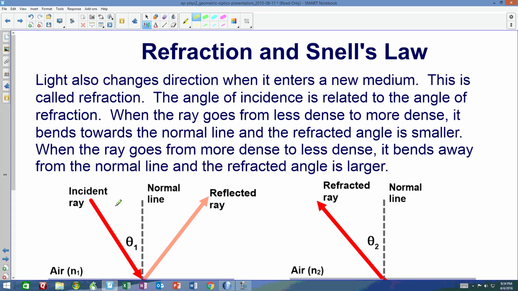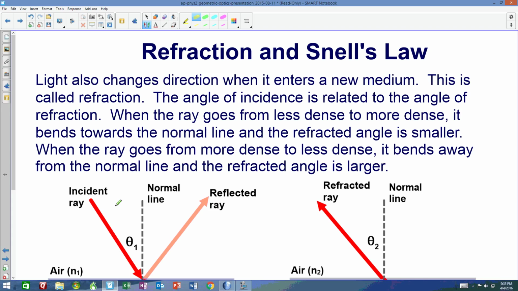Light also changes its direction when it enters that new material. This is what we call refraction. The incident angle is no longer equal to the refracted angle. It is equal to the reflected angle, but not the refracted angle. The refracted angle is the angle of the bending as it goes from one material to another, such as going from air to glass or from glass to water.